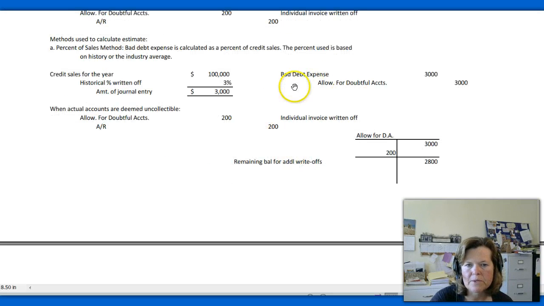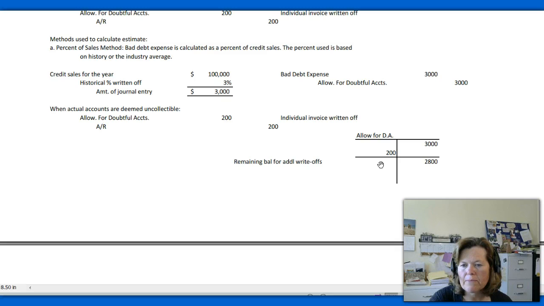Okay, so this is my specific example. When an actual account is deemed uncollectible, we would then debit the allowance account and credit AR. That's the individual invoice written off. Let's take a look over here at the T account. So allowance for doubtful accounts, we have this initial $3,000 debit that records the estimate for all of our accounts. And then as we write off individual accounts, we'll debit this account.